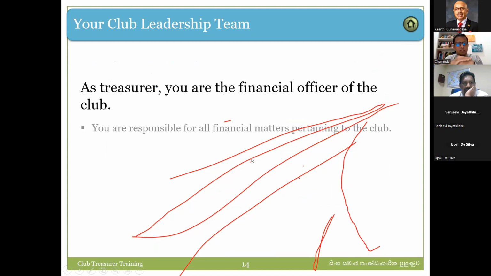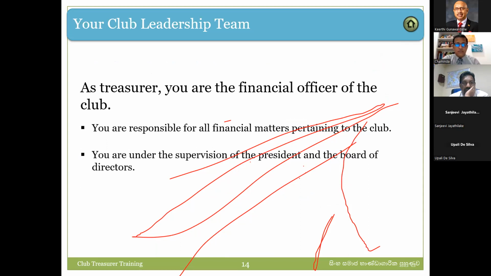So as treasurer, you are the financial officer of the club. That basically means CFO, chief financial officer. Okay, you are responsible for all financial matters pertaining to the club, everything.